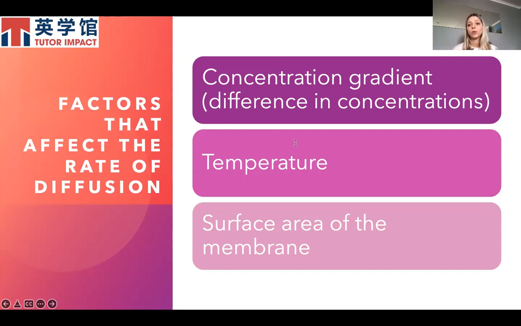So, for example, taking the lung example before, if there's loads of oxygen in the alveoli, and there's no oxygen in the red blood cell, this is a steep concentration gradient because there is a very low concentration in the red blood cell and a very high concentration in the alveoli. So this means that there will be a faster rate of diffusion across that cell membrane as the oxygen moves into the red blood cell.